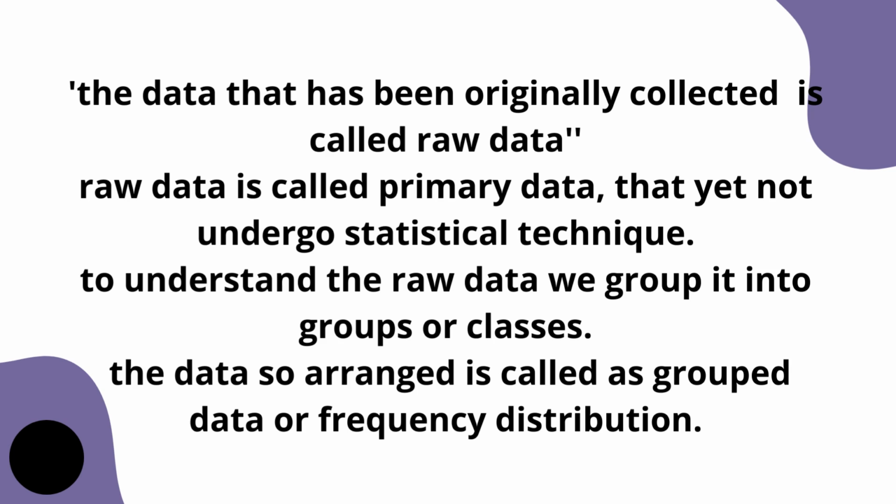The data that has been originally collected is called raw data. Raw data is collected as primary data and has not yet undergone any statistical technique. To understand the raw data, we group it into classes or groups. The data so arranged is called group data or frequency distribution. So here, the raw data does not go through any statistical operation or technique, and it is grouped.